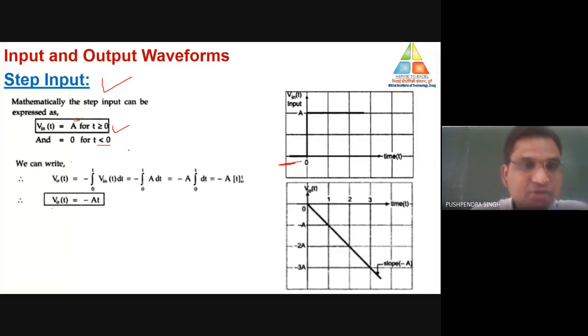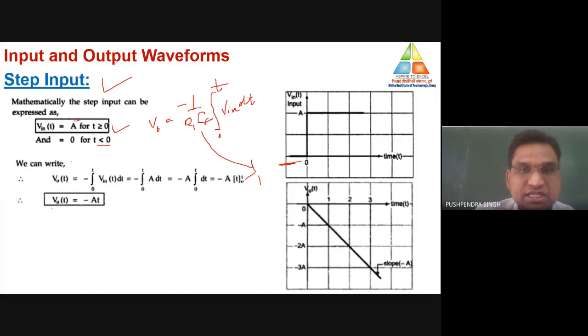What is the output voltage of the integrator when we are applying this signal at the input terminal of the op amp? So the output of the integrator is minus 1 by R1 CF, integration from 0 to T of Vn into dt. This is the expression for the output of the integrator as we have seen already. Where R1 CF is the time constant. Here we are assuming that the value of this time constant is equal to 1.